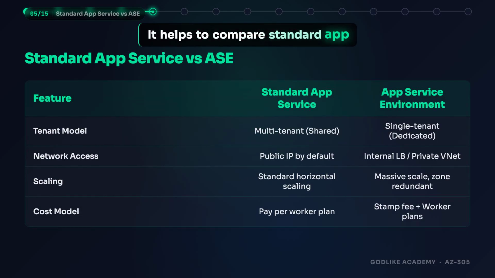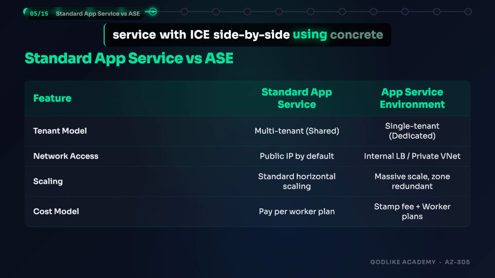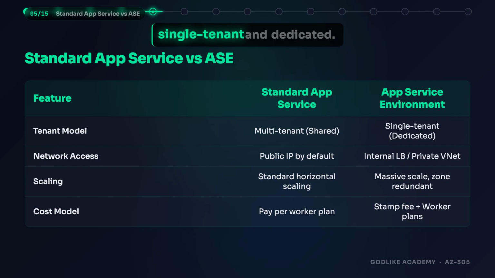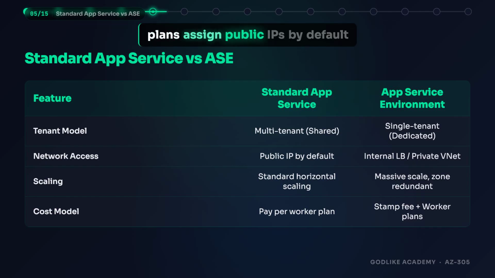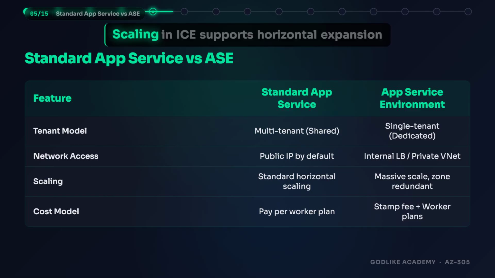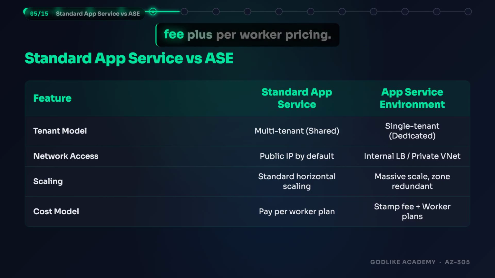It helps to compare standard app service with ASE side by side using concrete metrics. Standard plans are multi-tenant and share underlying infrastructure, whereas ASE is strictly single-tenant and dedicated. Network control differs significantly because standard plans assign public IPs by default, while ASE supports internal load balancer mode 0 for private access only. Scaling in ASE supports horizontal expansion across multiple worker pools, and the cost model includes a fixed stamp fee plus per worker pricing. Choosing the wrong plan will trigger unexpected monthly billing spikes.